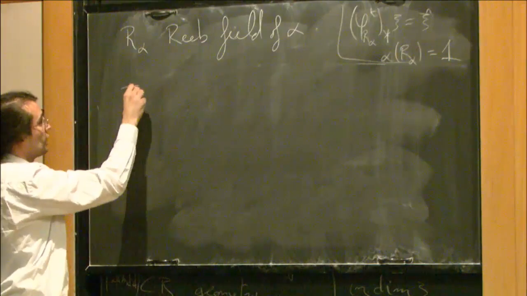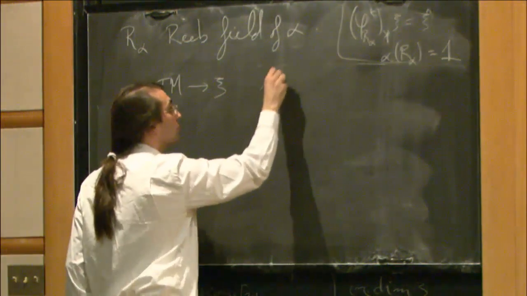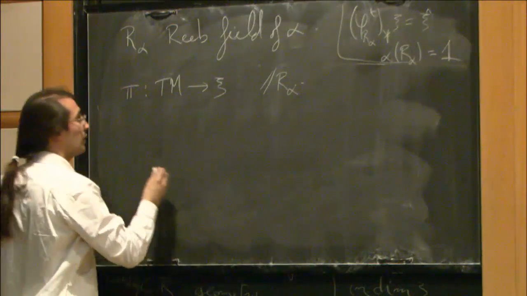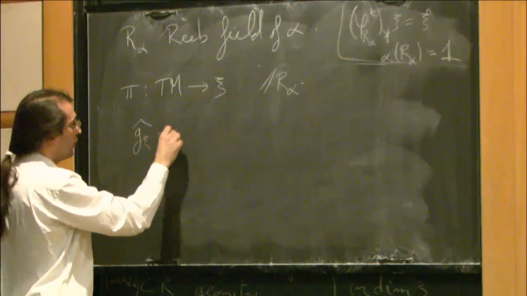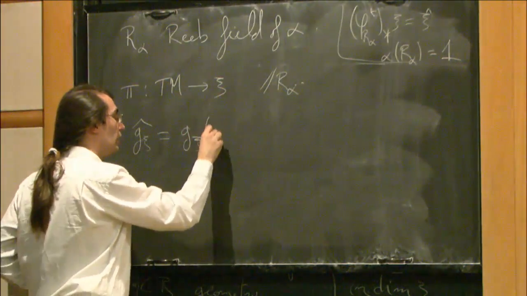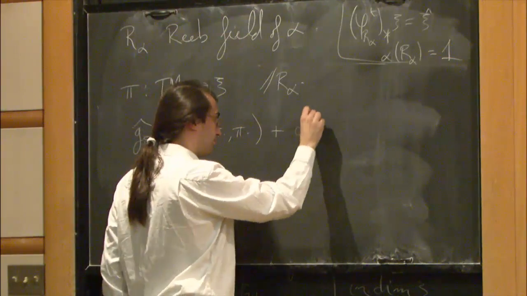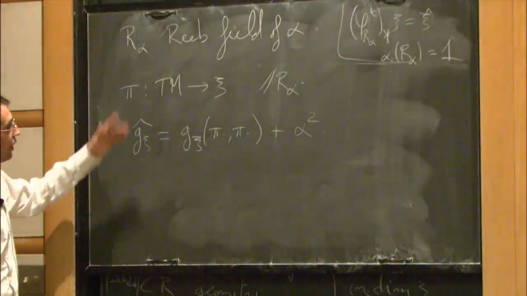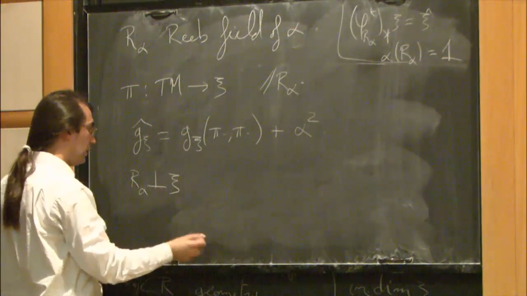So then you have the projection of TM onto Xi parallel to R alpha, and then you define G Xi hat to be G Xi after projection plus alpha squared. So it means that R alpha is now perpendicular to Xi and has norm 1.